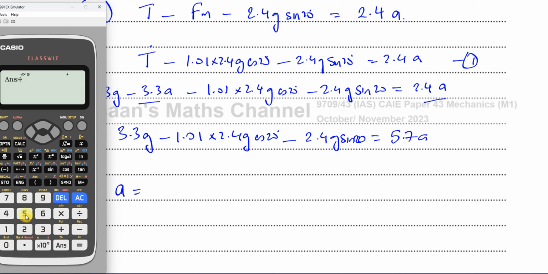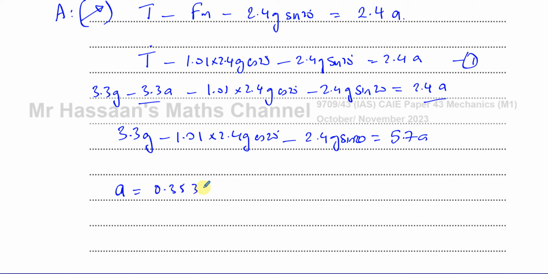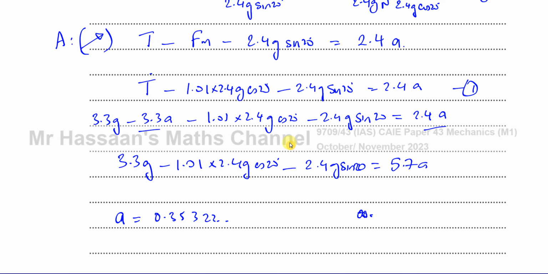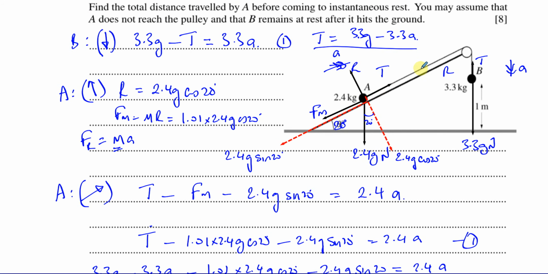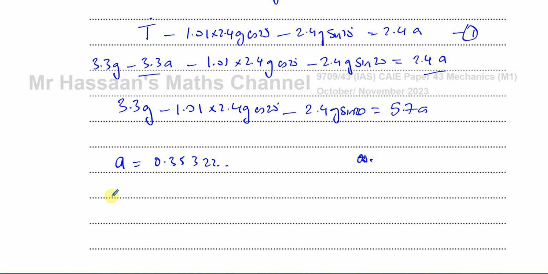So 0.35322. So we say the acceleration, we don't need to round it because we're going to use this value to find now the speed of A as it gets to the point where it's moved 1 meter. Okay, so we know that if we use SUVAT, now, I'm going to call this point P and Q. So I'll call it between P and Q.